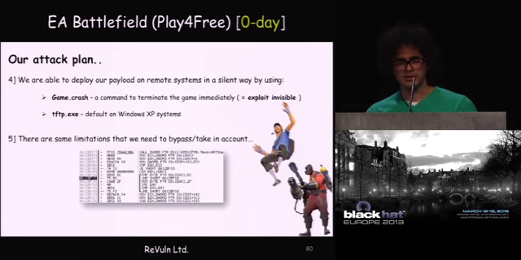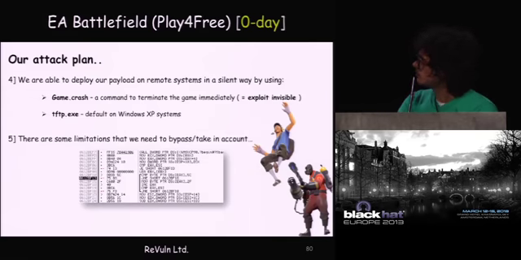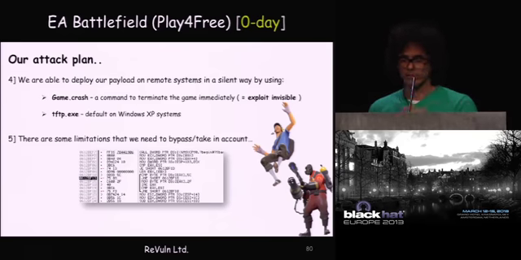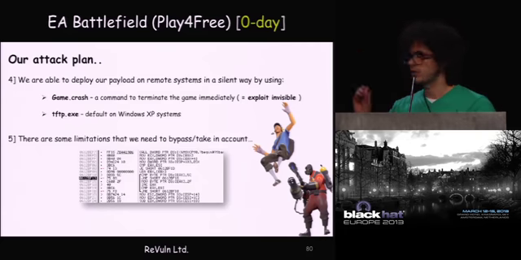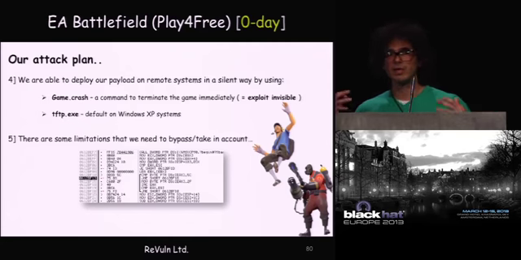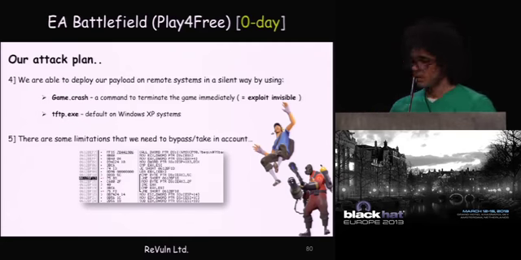Then we use this game crash command for terminating the game immediately. So the user, the victim, will see almost nothing. Just a flash, nothing else. And then we use the TFTP client, which is available by default on Windows XP, for uploading our payload.